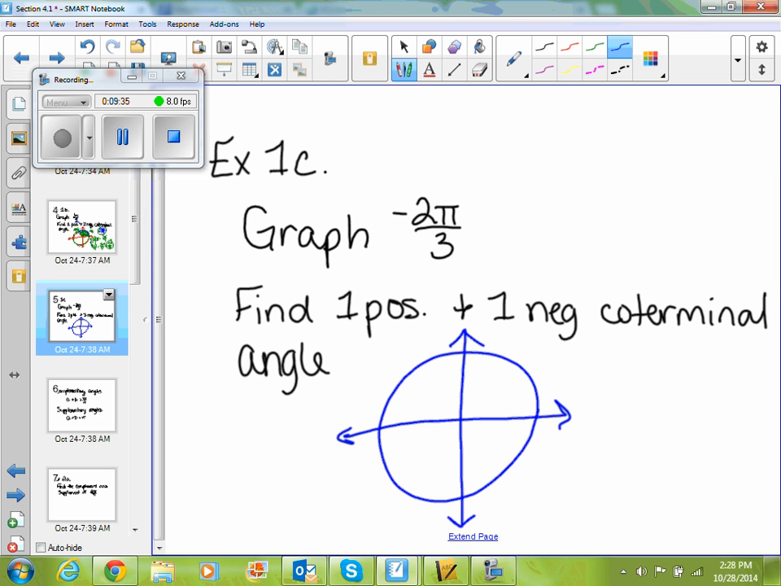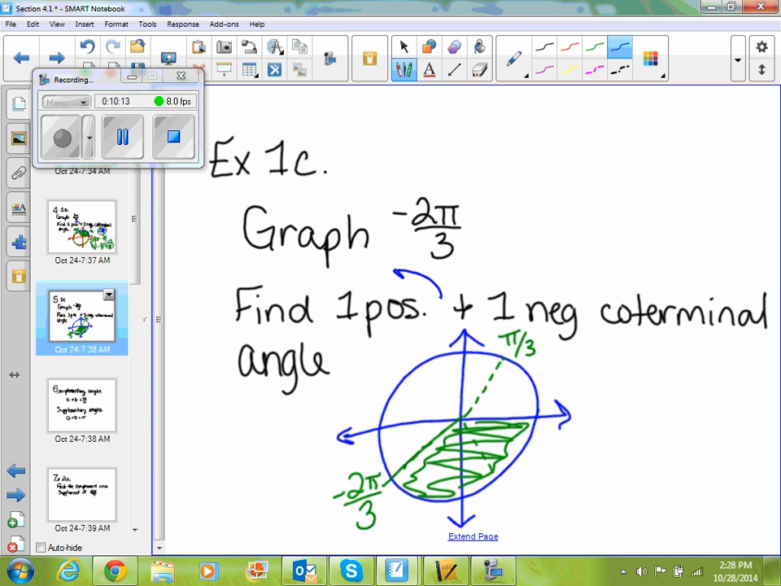I know that pi over 3 cuts this into thirds, right? So we know that pi over 3 is somewhere up here, where this is one of my third sections. So if I'm going negative 2 pi over 3, then I'm going to go back 1 pi and then back 2 pi over 3. So I know that negative 2 pi over 3 is somewhere down there. So that's this whole section, because I went backwards.